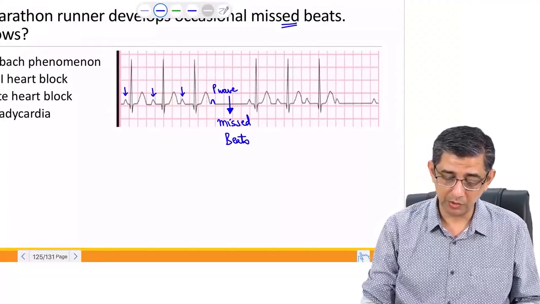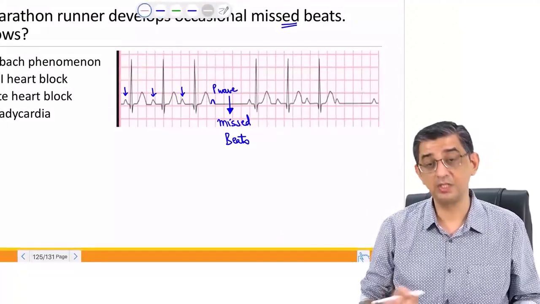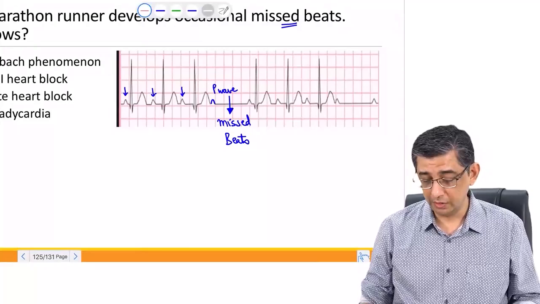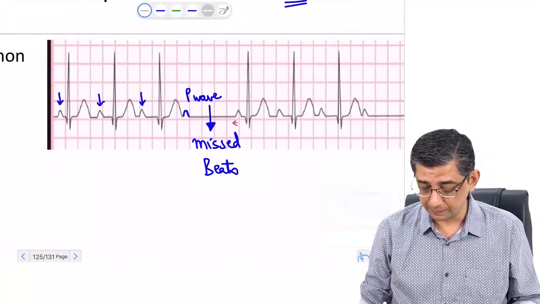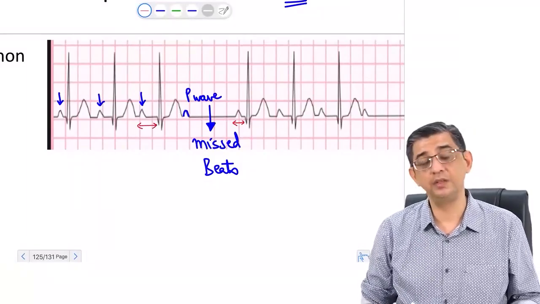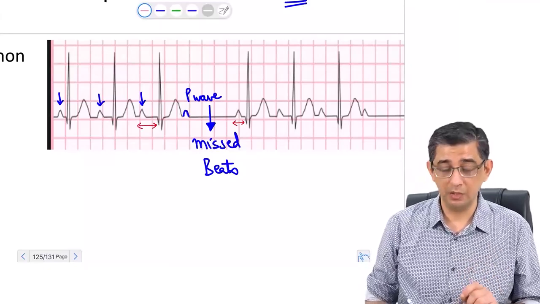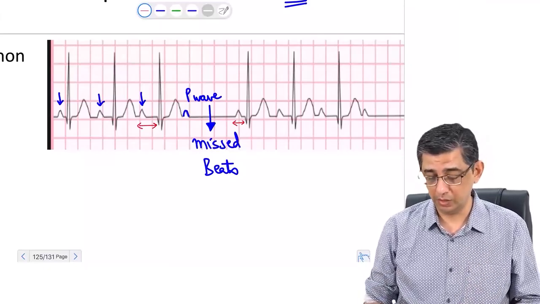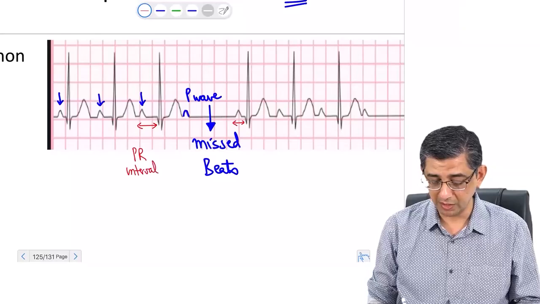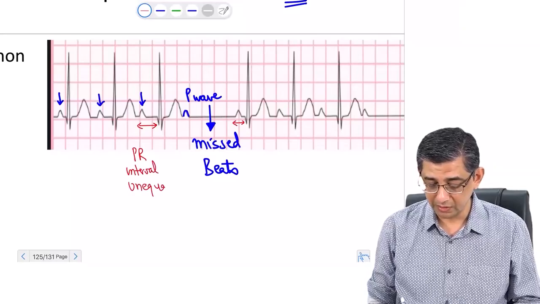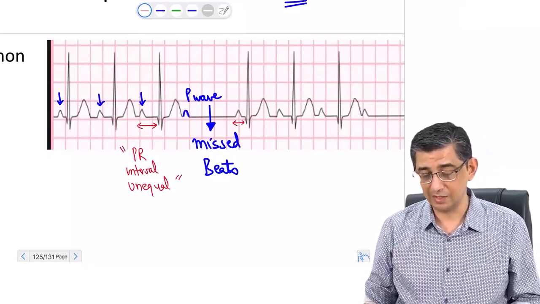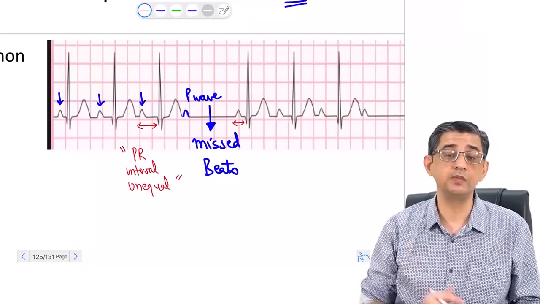Let us now see what you are supposed to do. In the exam, because there is limited time, whenever you read about missed beats, just identify the missed beat, then look at the PR interval after, and then look at the PR interval before. You are noticing in this case a gross disparity. The PR interval before and after is not the same. Rather, it is unequal. And since the PR interval before and after is unequal, this would be diagnosed as Mobitz 1 heart block.